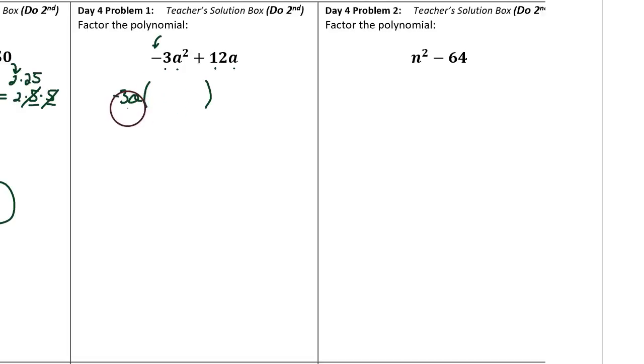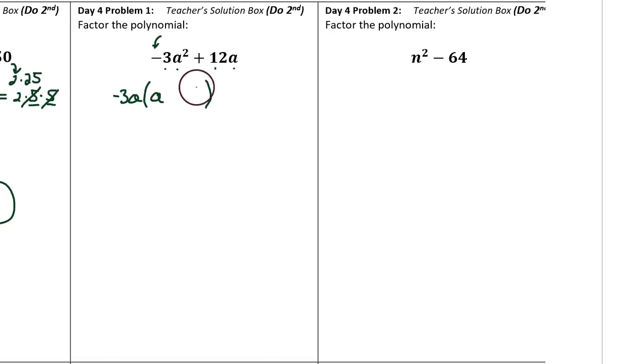Another way to think of it is to ask yourself a question. Negative 3a times what number makes negative 3a squared? And that missing number would be an a, because negative 3a times an a is negative 3a squared.